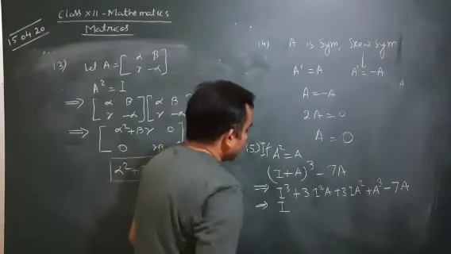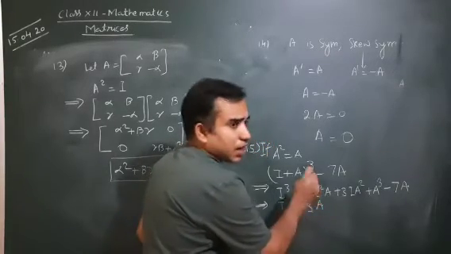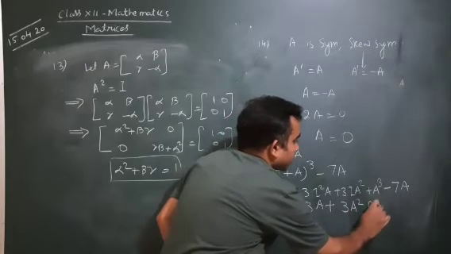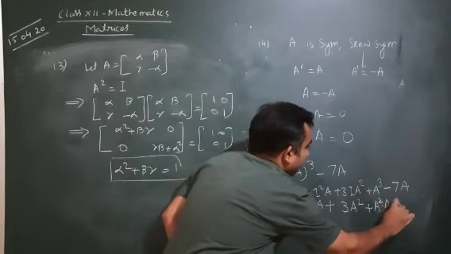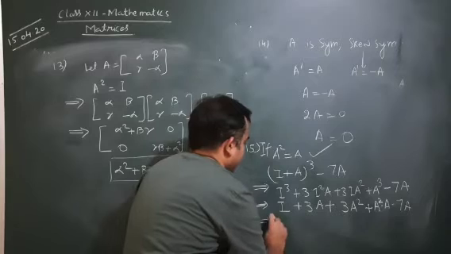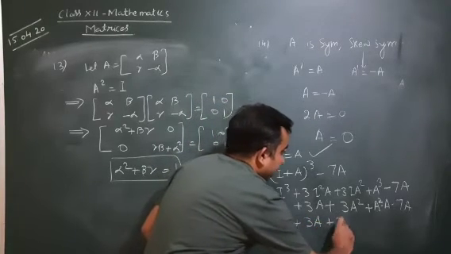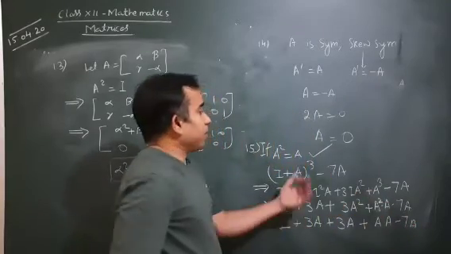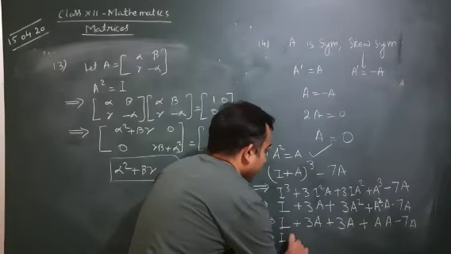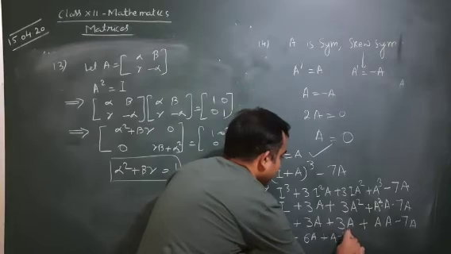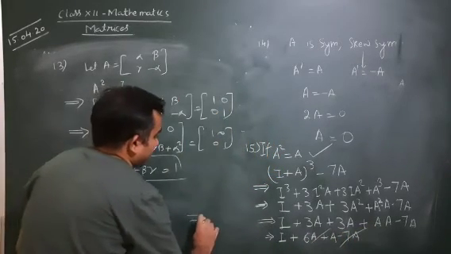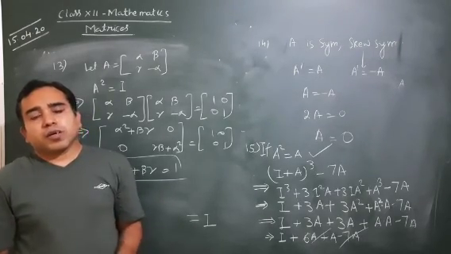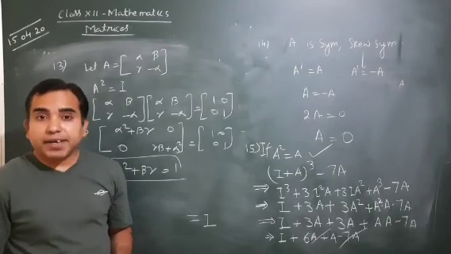Use matrix algebra identities: I cube becomes I, plus 3 I square becomes I, becomes A, plus 3 I into A square becomes A square, plus A cube, we can write A square into A, minus 7A. Now make use of this statement. A square is the same as A, and this A square in the next step becomes the same as A: I plus 6A plus A minus 7A. Finally it becomes the same as I. Right, so that's all from the miscellaneous exercise. Some more questions from miscellaneous examples or from other reference books can be tried. Thank you everyone.